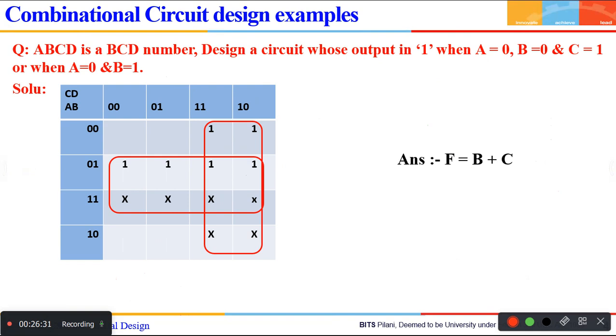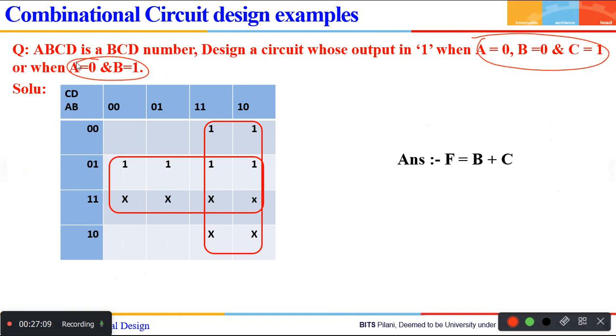Design a circuit whose output is 1 when A is equal to 0, B is equal to 0, and C is equal to 1, or when A is equal to 0 and B is equal to 1. Listen carefully, this is a condition here. You have to write your truth table in such a way that it will satisfy these conditions. For this type of question, you have to write the truth table first.